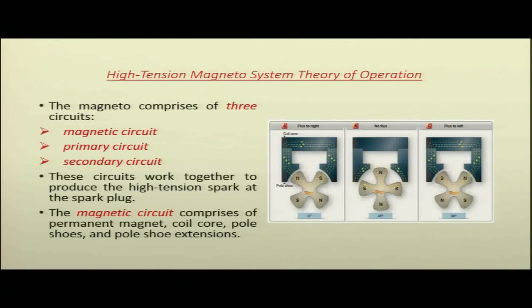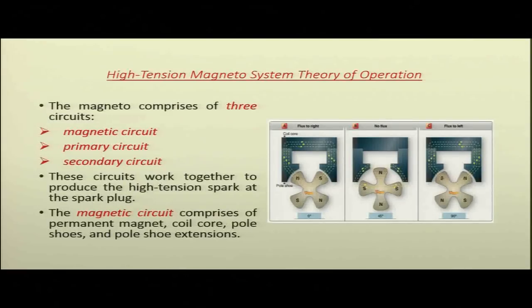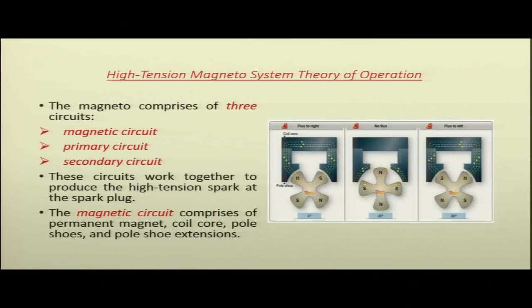The magneto comprises three circuits: the magnetic circuit, the primary circuit and the secondary circuit. These circuits work together to produce the high tension spark at the spark plug. The magnetic circuit comprises a permanent magnet.